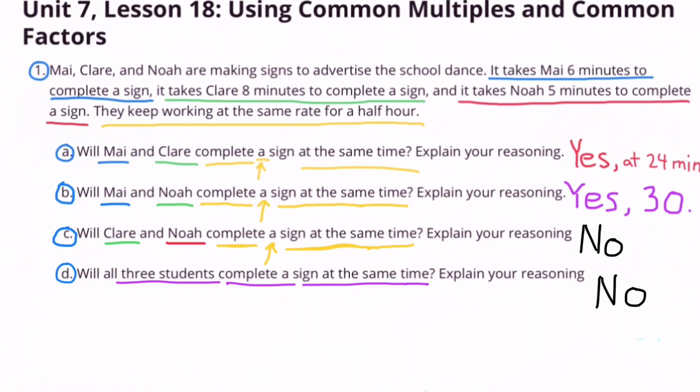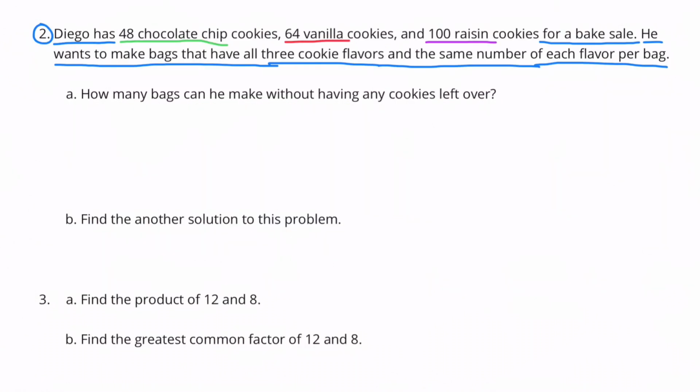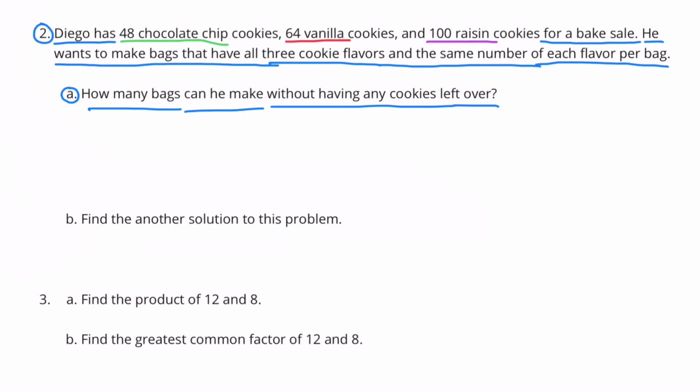Number 2. Diego has 48 chocolate chip cookies, 64 vanilla cookies, and 100 raisin cookies for a bake sale. He wants to make bags that have all 3 cookie flavors and the same number of each flavor per bag. A. How many bags can he make without having any cookies left over?